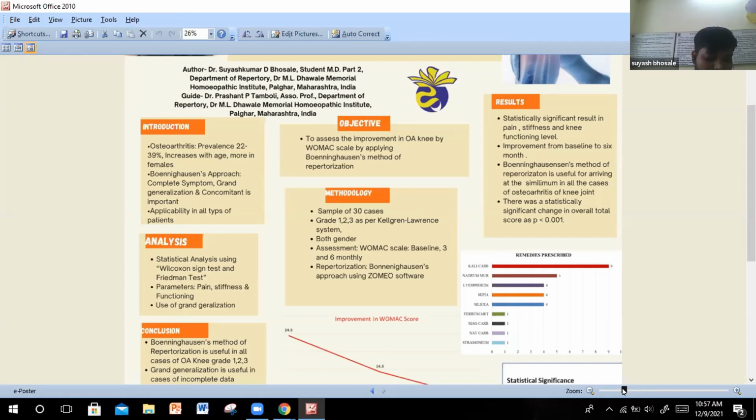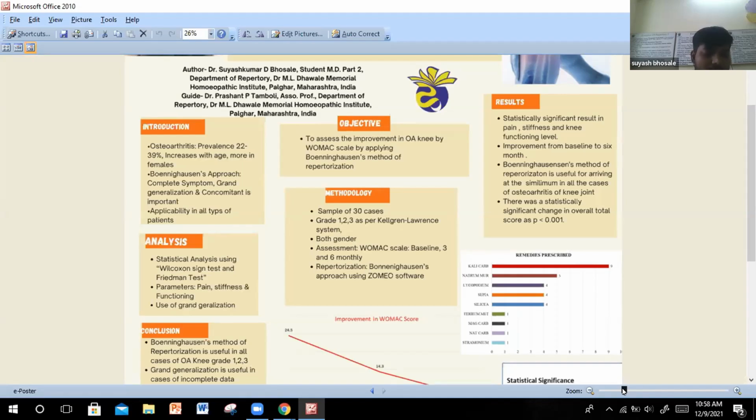Sensations are useful for differentiating and arriving at closely coming remedies. Sensations like stiffness, pricking pain, and dull pain were common. Prevalence in the 40 to 60 year age group is more common, and it is more common in females than in males. 200 potency is the most used potency in my study.